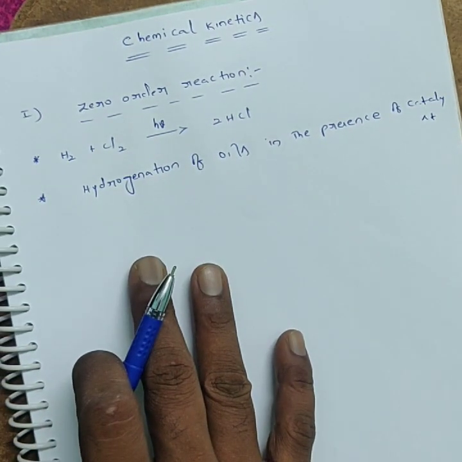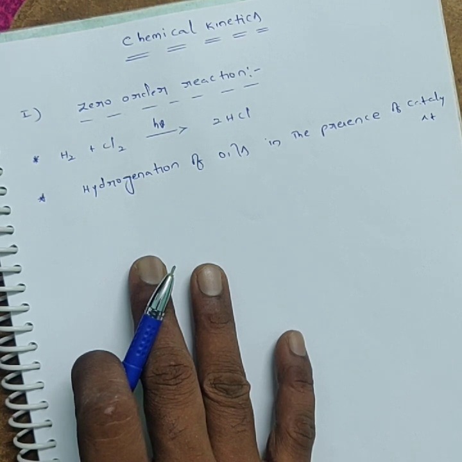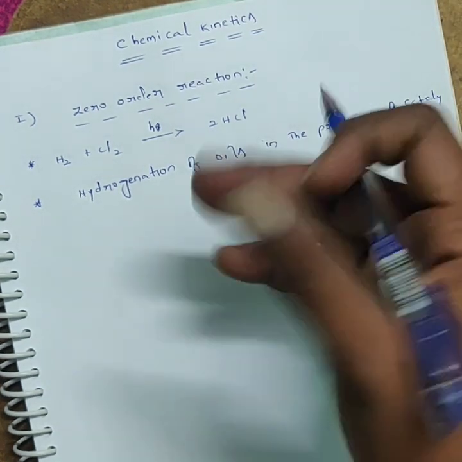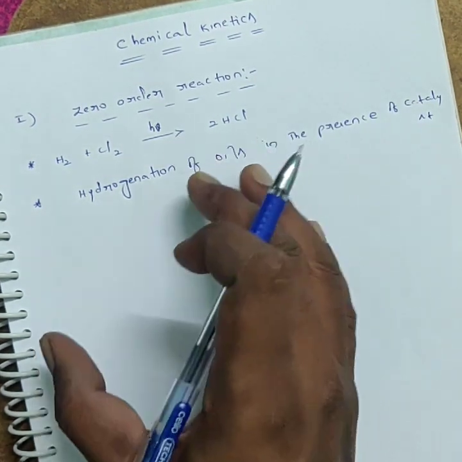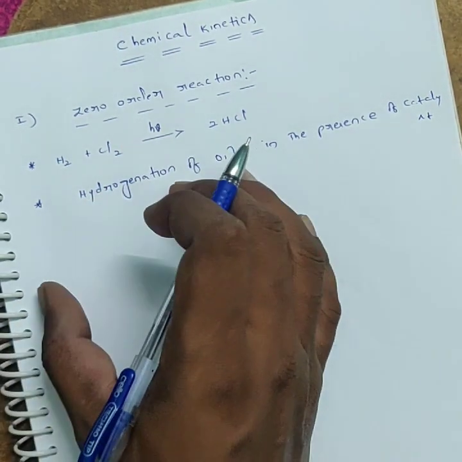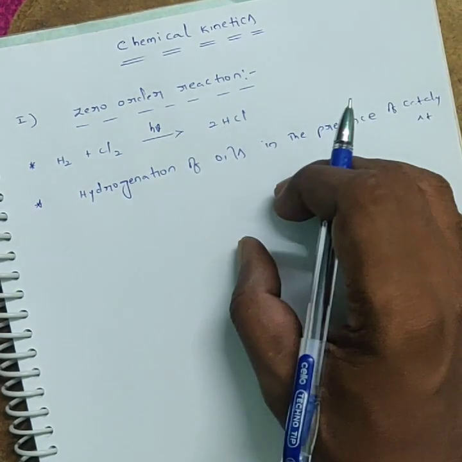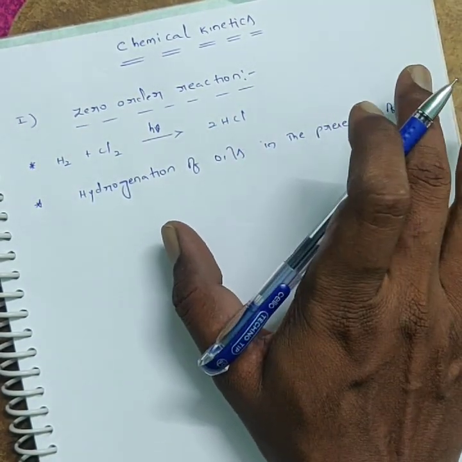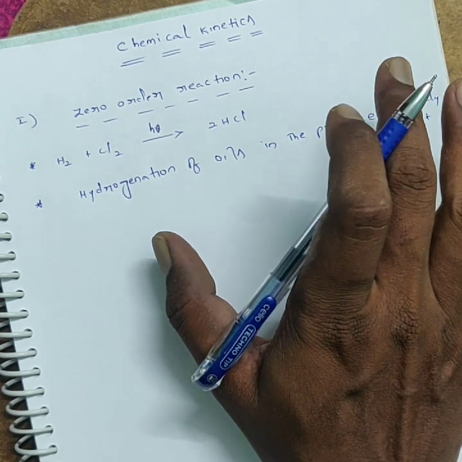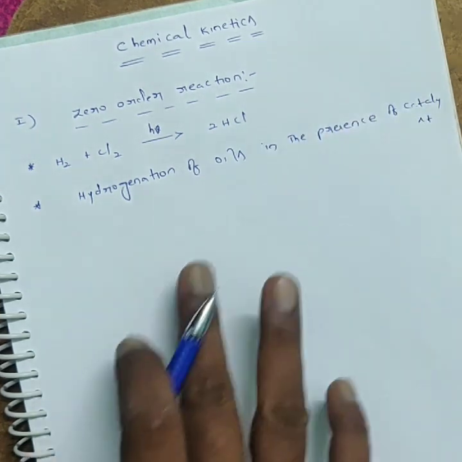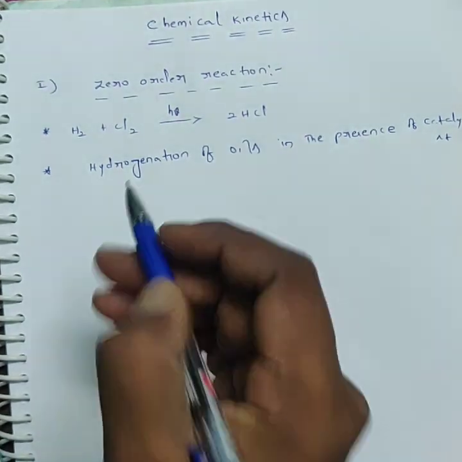Whatever the amount of hydrogen is added in the absence of catalyst, it won't influence the rate. But if you increase the surface area of catalyst, definitely rate of reaction increases. So like this, in this kind of reactions, rate does not depend on concentration of reactants. So such kind of reactions are called zero order reactions. Now come to the next one.